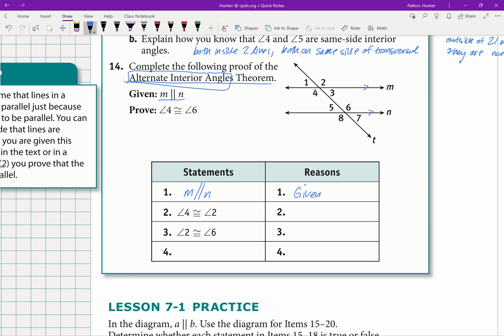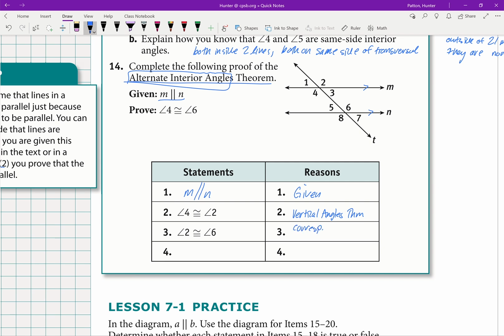Number 2, angle 4 is congruent to angle 2. So angle 4 and angle 2, they're vertical angles. All right, and what theorem says that vertical angles are congruent? None other than the vertical angles theorem. THM will be a shorthand for theorem for you. All right, angle 2 and angle 6 are congruent. They are corresponding angles. That's the corresponding angles postulate that says that they're congruent.